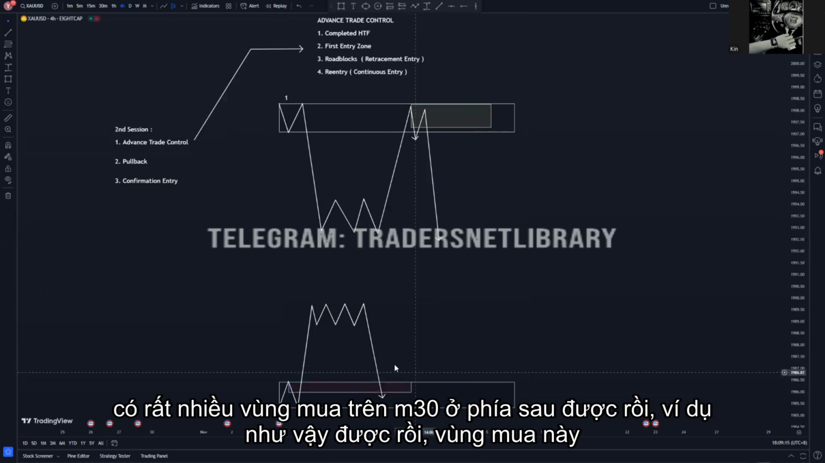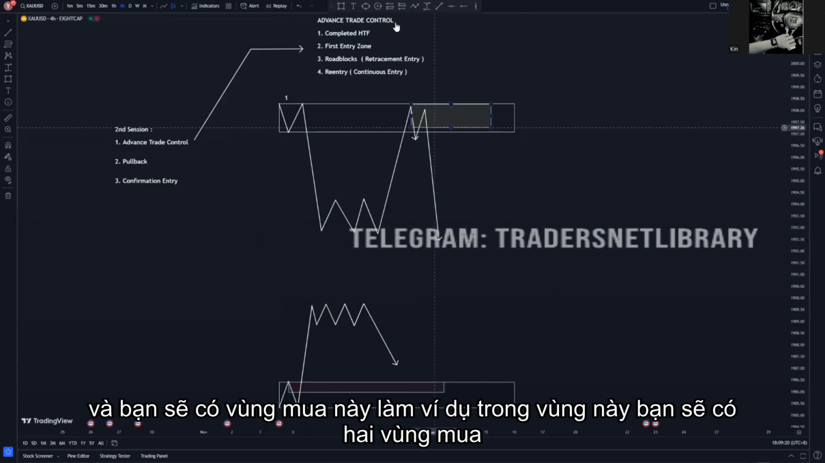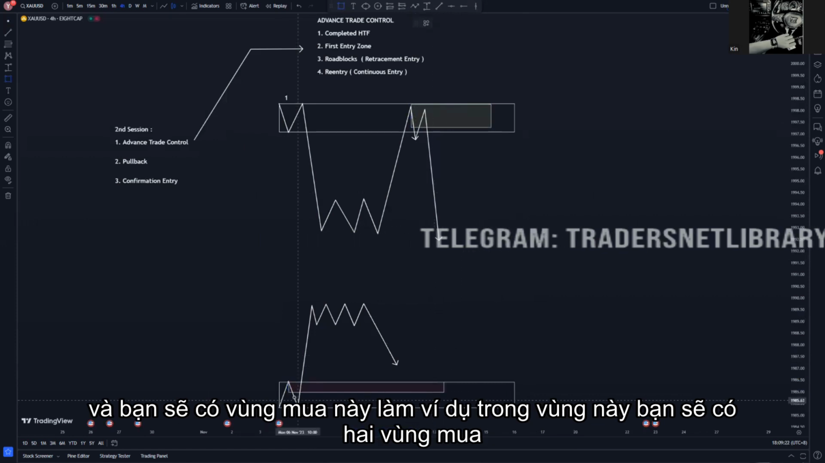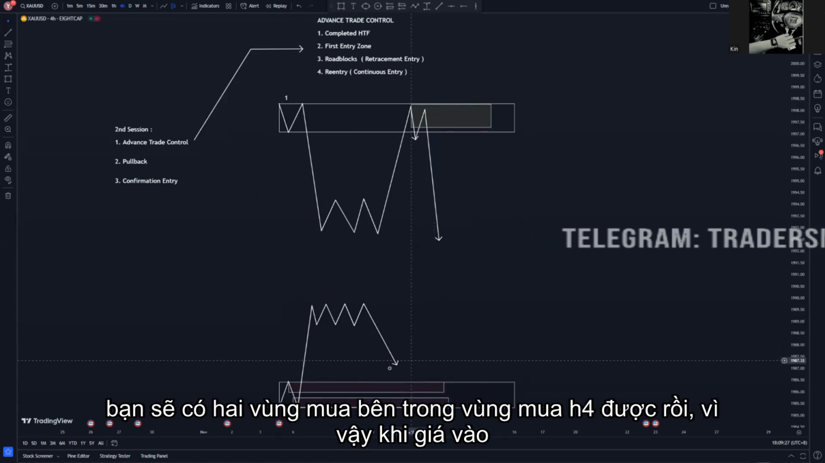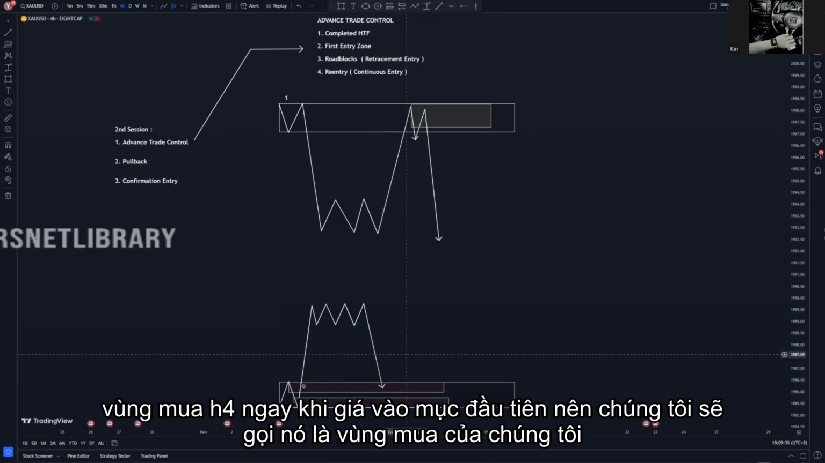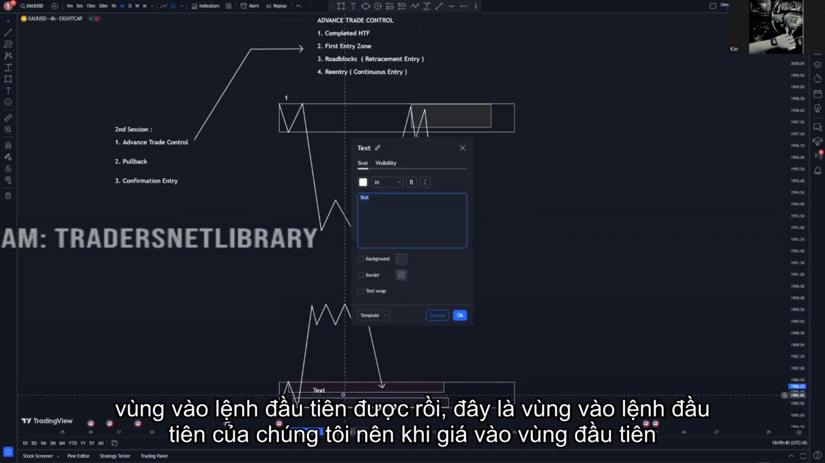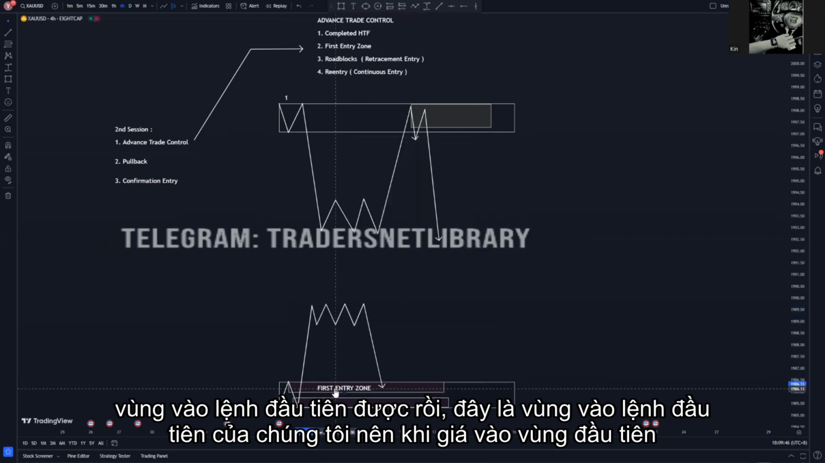For an example, this buy zone, and you will have this buy zone. In this zone, you will have like two buy zones inside the H4 buy zone, all right? So when the price gets into the H4 buy zone, when the price gets into the first entry, this one we will call our first entry zone. All right, this is our first entry zone.